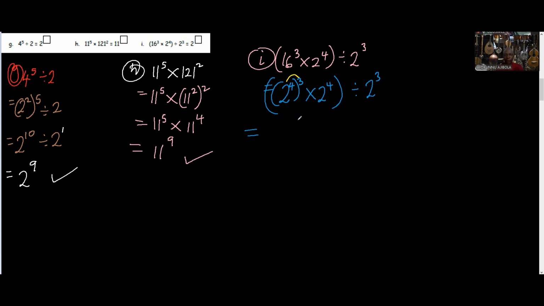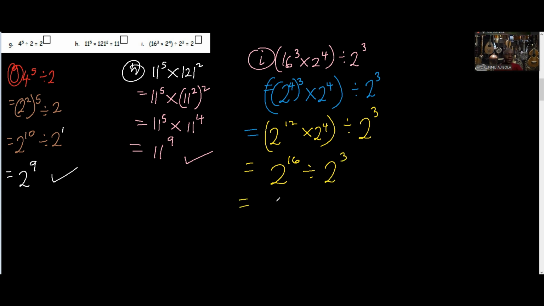Multiplying this 4 and 3, that'll be 4 times 3, that's 12. So that is 2 raised to power 12 times 2 raised to power 4, then commutatively divided by 2 raised to power 3. So we have 2. You add up this power because it's multiplication. That is raised to power 16 because 12 plus 4 is 16. Then divided by 2 raised to power 3. Now that it is division, you subtract the power. 16 minus 3 is 13. So your answer is 2 raised to power 13.